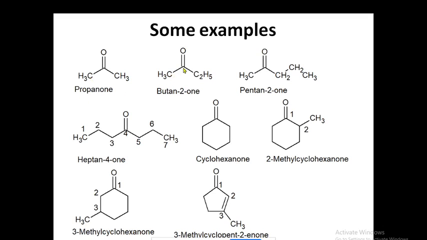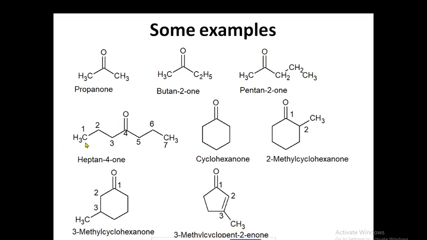Now here 1, 2, and here 2 more carbons are there. So total number of carbons are 4 and therefore it's a butane derivative. As it is a butane derivative, E is replaced by ONE, but at carbon number 2 the ketonic group is present and therefore it's butan-2-one. Now the third structure, see here 1, 2, 3, 4, 5. So definitely a pentane derivative, at carbon number 2 the carbonyl group is present and therefore it becomes pentan-2-one.